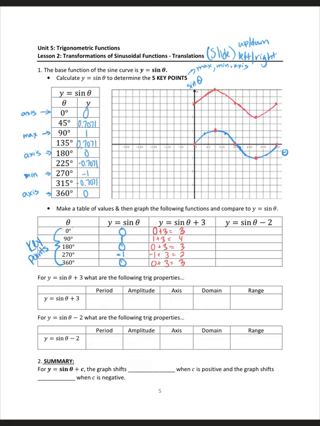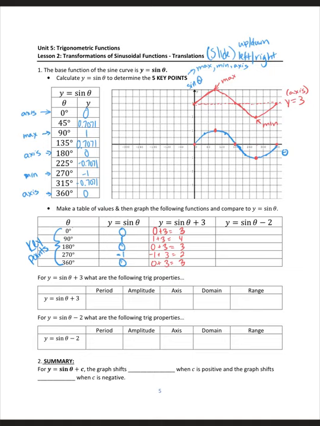So now we have a maximum at 4. We have a minimum at 2. And our axis, the horizontal line that cuts the graph in half, is at 3. So this is our axis, right? So when we added 3 to the function, we can see that basically all of our y values increased by 3. Okay, let's see what happens if we were to subtract 2 from our function. I think you guys probably see where this is going.